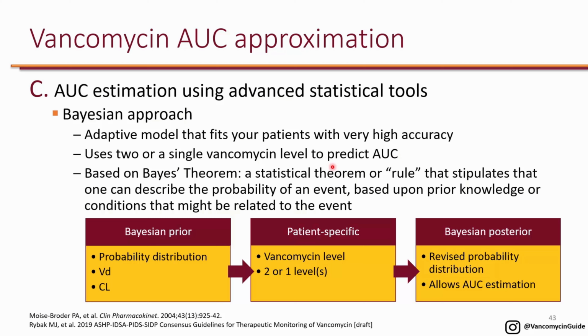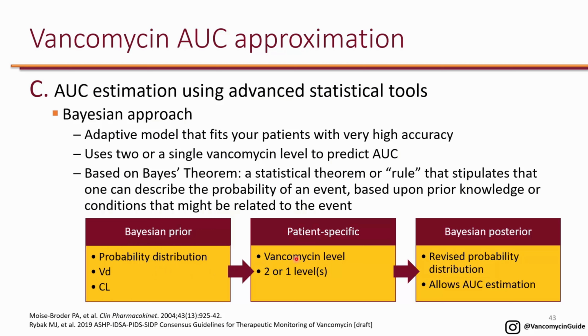It quantifies the sequential relationship between the estimated probability distribution of an individual patient's pharmacokinetic parameters, such as volume of distribution and clearance. This is referred to as the Bayesian prior. The Bayesian prior basically uses population pharmacokinetics, so basically the things we did to calculate volume of distribution and clearance, to estimate what the patient's volume of distribution and clearance would be empirically.